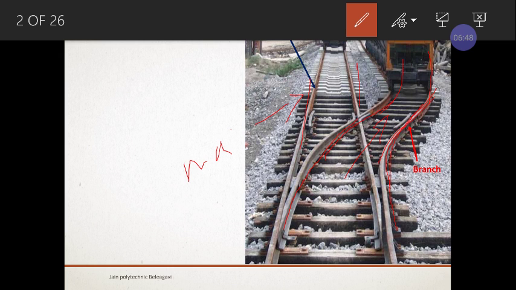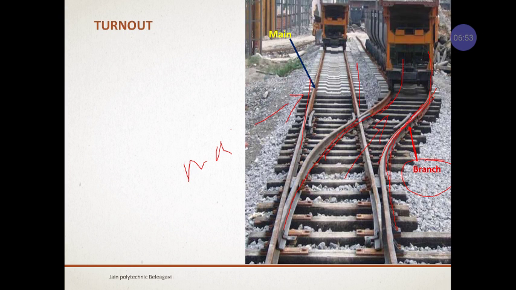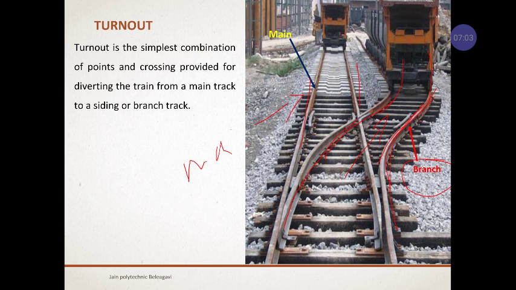So the branched out track is called the branch track, and the straight track is called the main track. You can see it is written here that it is the main track. So the turnout is the simplest combination of points and crossings provided for diverting the train from the main track to the siding or the branch track. One more thing you have to understand: another name for the branch track is siding track.